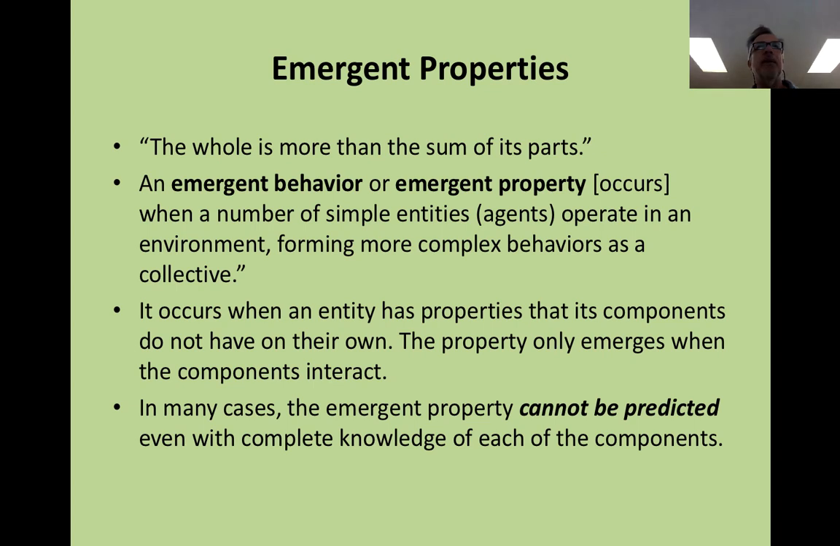Now, what's really amazing about emergent properties is that in many cases, they cannot be predicted, even with complete knowledge of each of the components. So if you have each of the components and you know everything you can know about them when they act alone, you sometimes cannot predict what the emergent property will be. And that's a very interesting case because it hints at the limits of reductionist thought. The idea that you can break everything into components and then understand the whole from the components. Reductionist thought is important, but it's not everything in life.